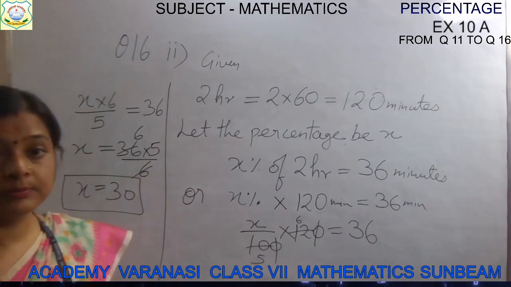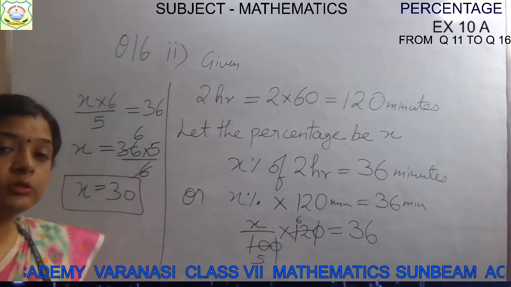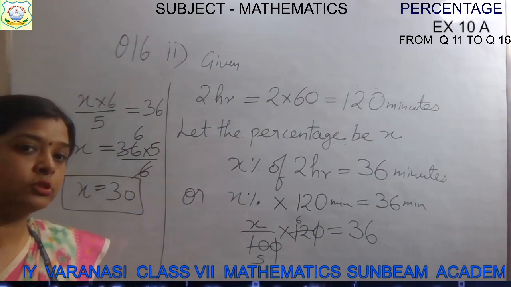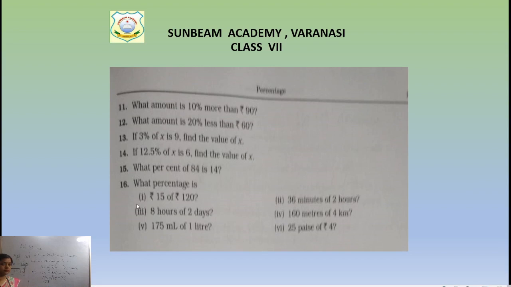Now let's move ahead with the next question. We will solve question number 16, fourth part: 160 meters of 4 kilometers. Children, this is of the same pattern. If you see question number 16, the pattern is the same, only different units are given. So first you will make those different units the same units and then you will solve.